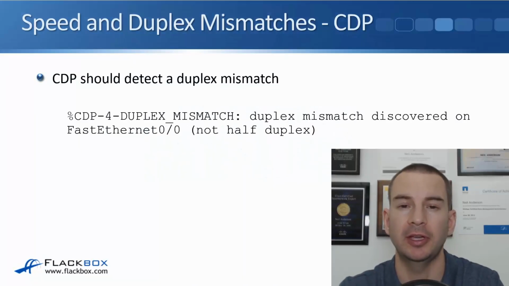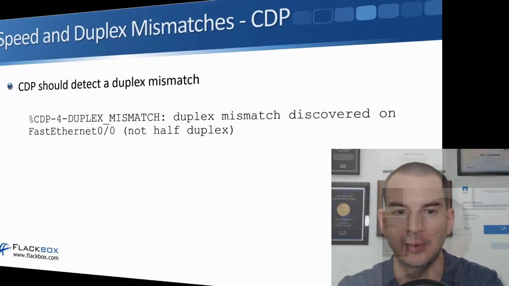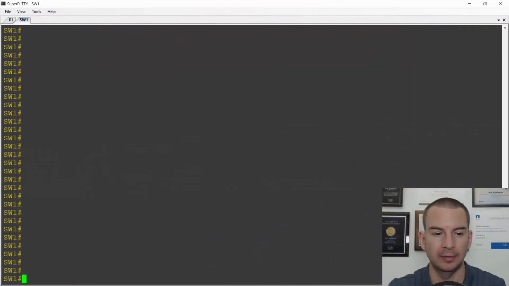All right, let's have a look at those troubleshooting commands in the lab. So I'm back on the lab here and I've got switch 1 connected to router 1. On the switch 1 side, it's on interface fast Ethernet 0/1. On R1, it's interface fast Ethernet 0/0.